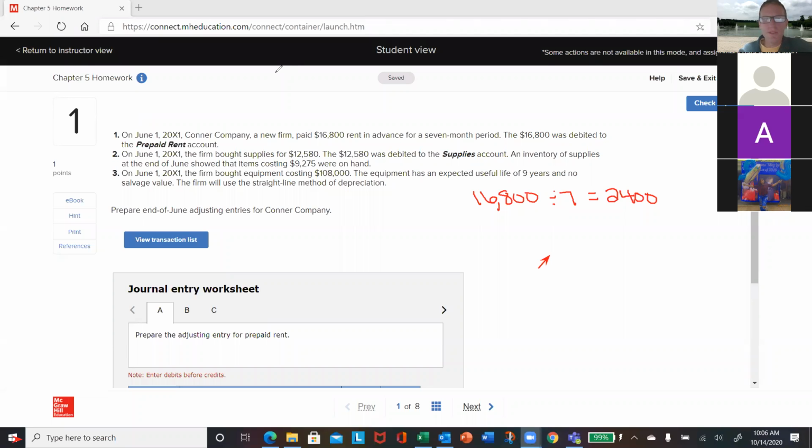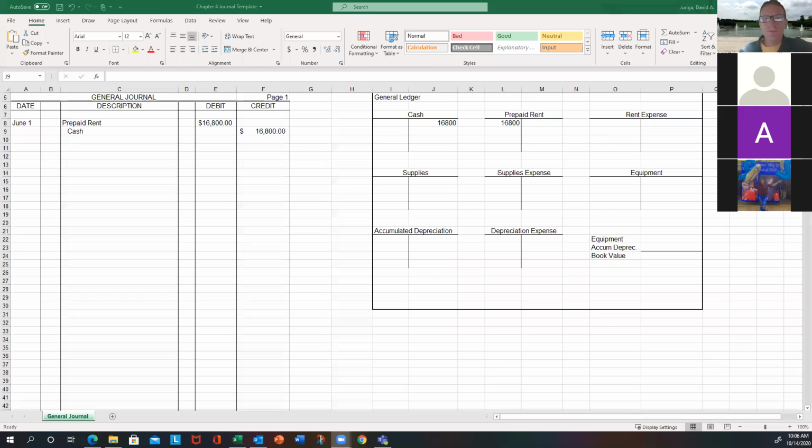So what we'd have to do is the end of month adjustment. And again, remember, I'm doing this in the journal first, and later on today I'm going to show you how they want you to put it in the worksheet. So we go to our journal, and let's say I'm going to type in here June 30th, rent expense. That's going to be the debit. And then I'm going to type in prepaid rent. That's going to be the credit for $2,400.